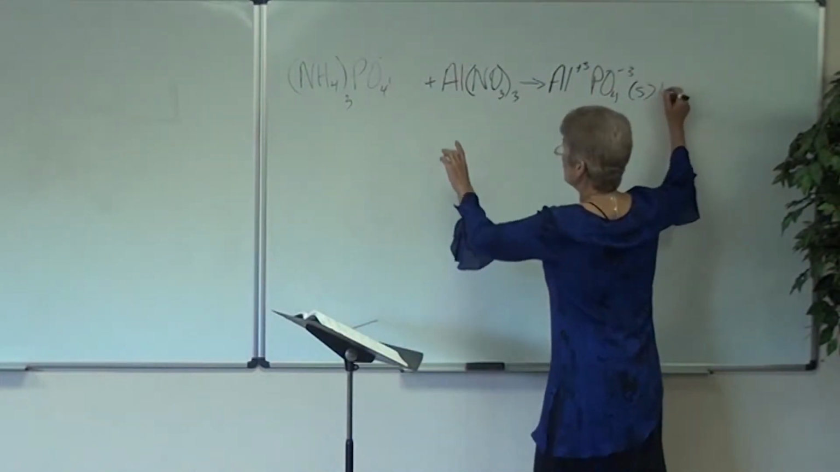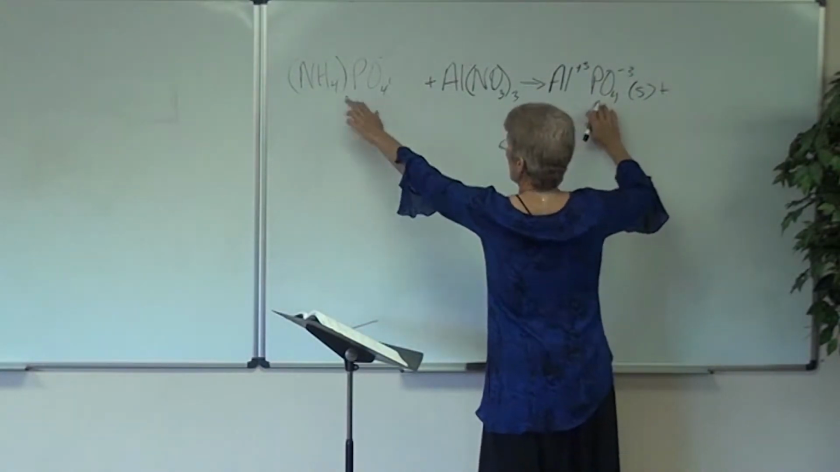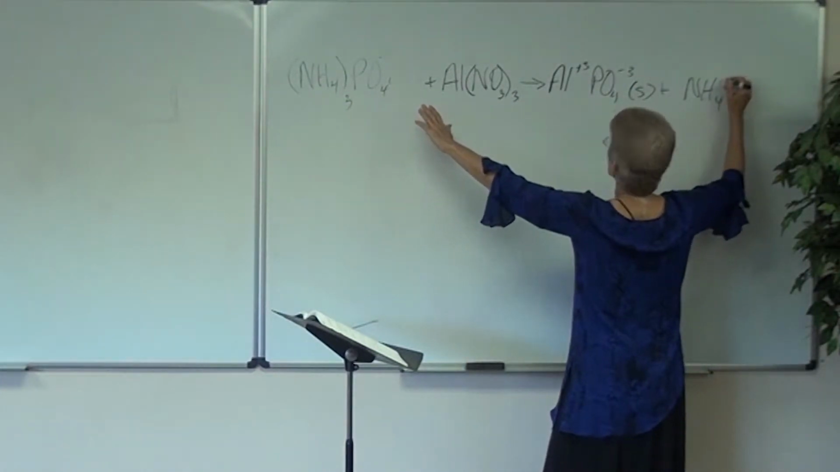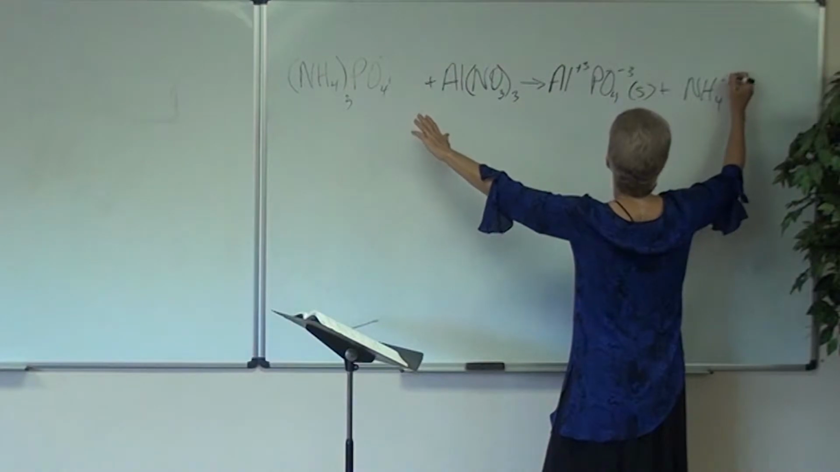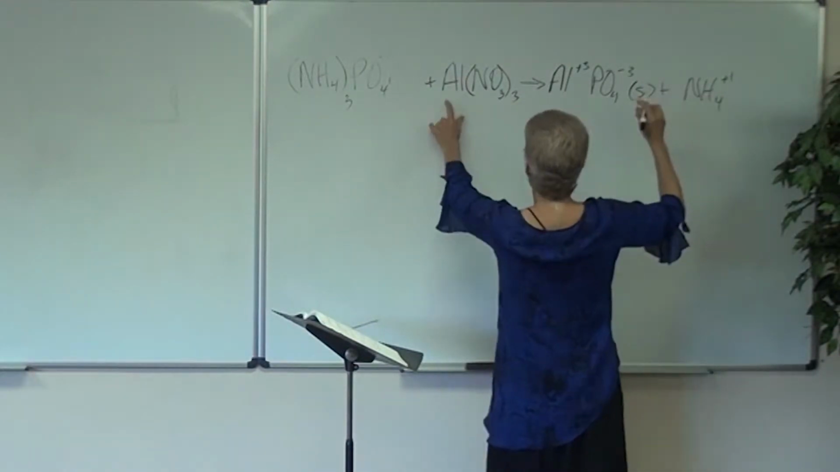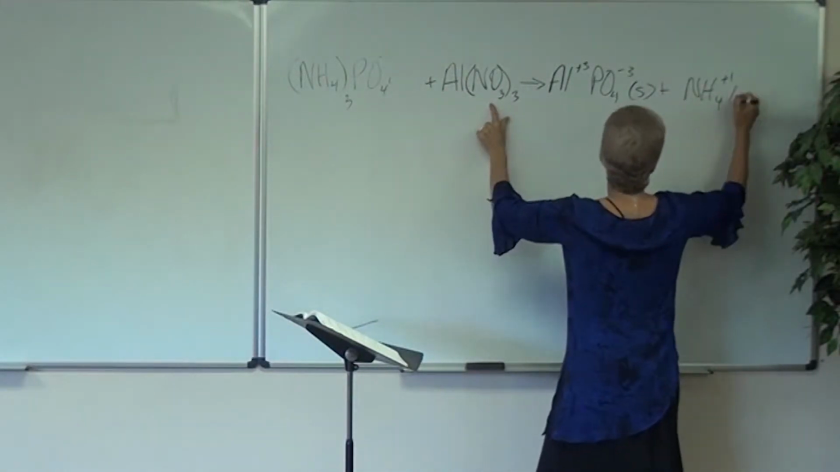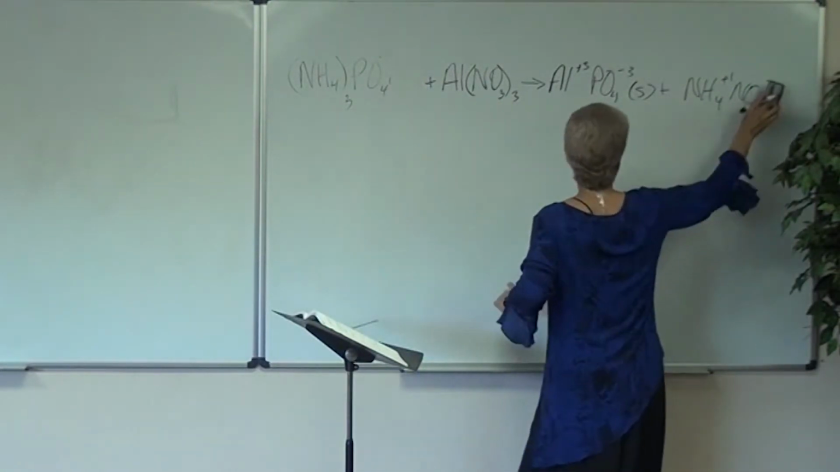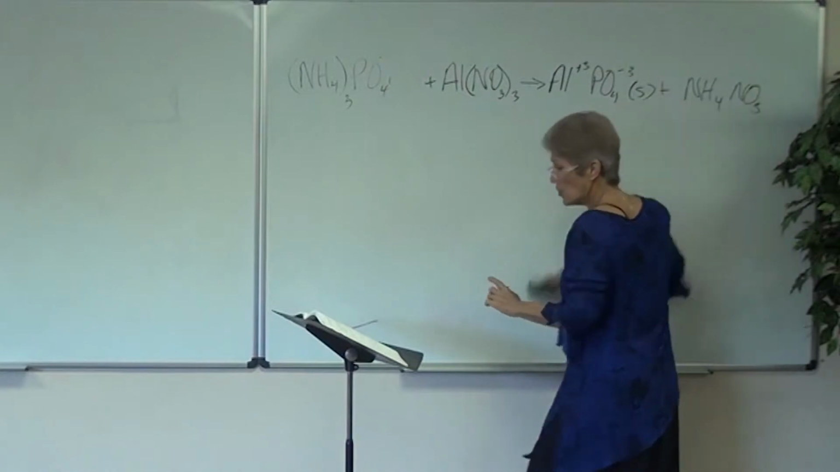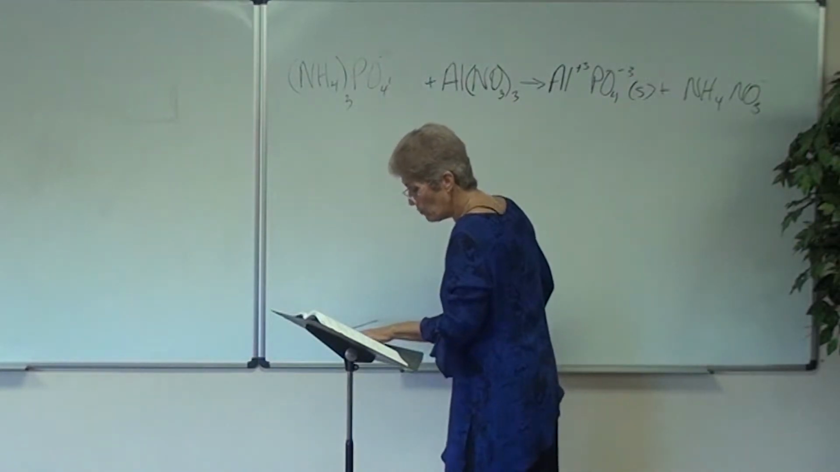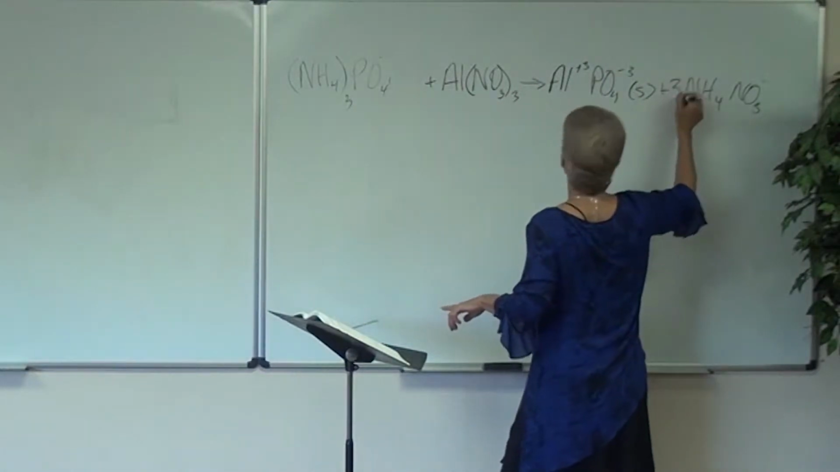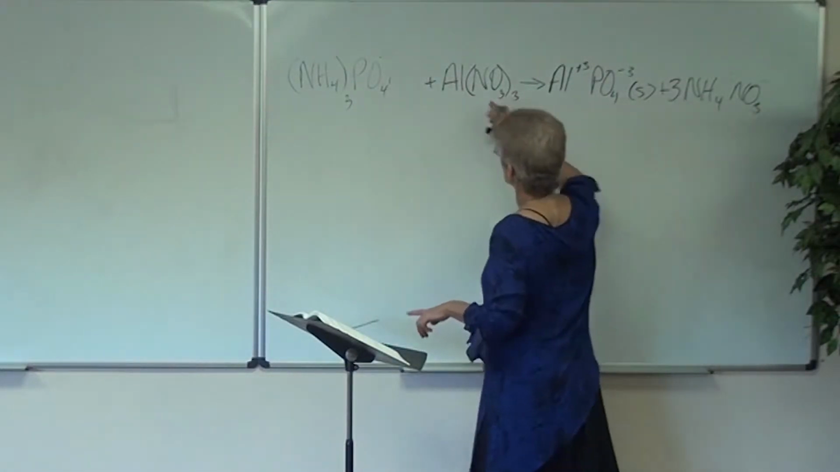Plus, and we have what's left. So we have the NH4, which we know is a +1. And we used that, so we need NO3, which we know is a -1. And so we can just ditch those two, and it's a 1-to-1 relationship. Then we have to balance it, and there's 3 of these, so we're going to need 3 of these. That takes care of the 3 of these.